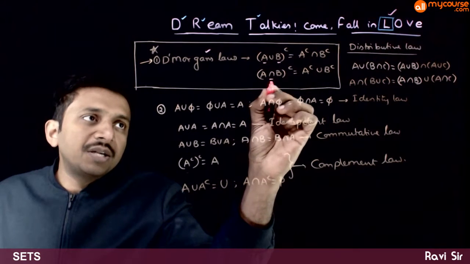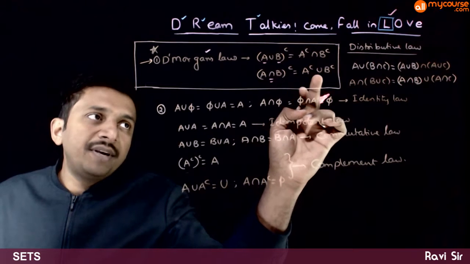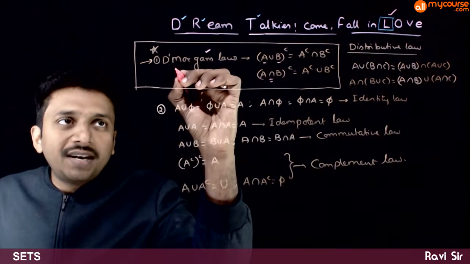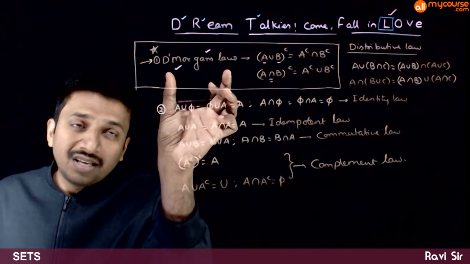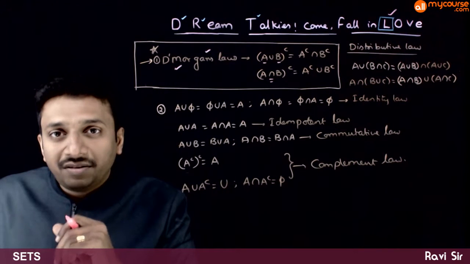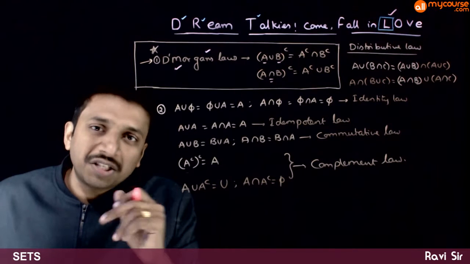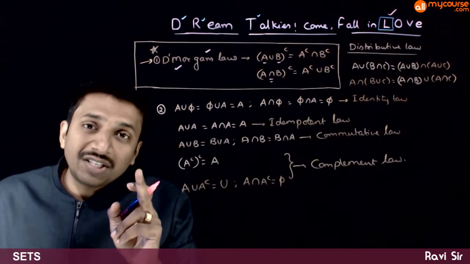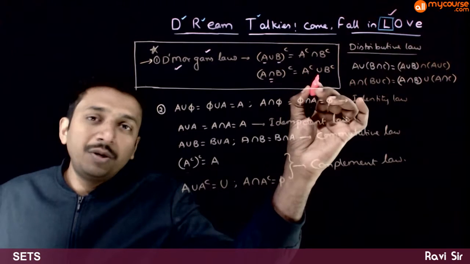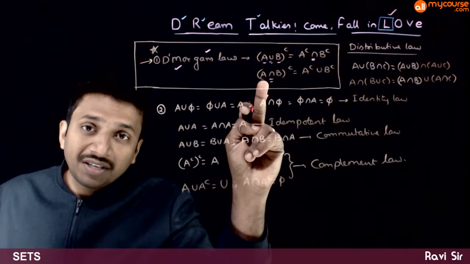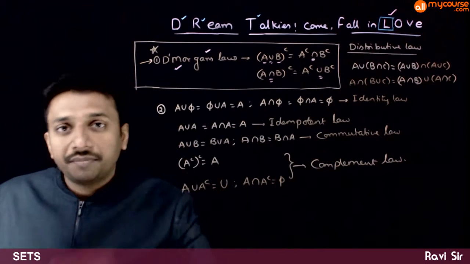And A intersection B whole complement is A complement union B complement. Very simple laws. These are named laws. So this is the most important law that you need to remember in set theory. A union B whole complement is A complement intersection B complement. And A intersection B whole complement is A complement union B complement. So if you have a union here, it becomes intersection here. If you have an intersection here, it becomes union here.